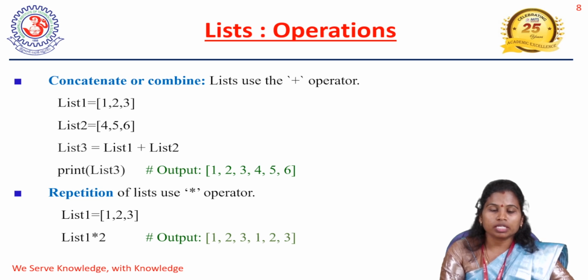Now coming to the next operation, repetition. Here we are using the star symbol for repeating the elements or list. Here my list 1 contains elements 1 comma 2 comma 3. Now I want to repeat this list 2 times. For that you can write list 1 into 2. So it will repeat the list 2 times. So in my output I got 1 comma 2 comma 3 comma 1 comma 2 comma 3. Here my list elements are repeated 2 times.